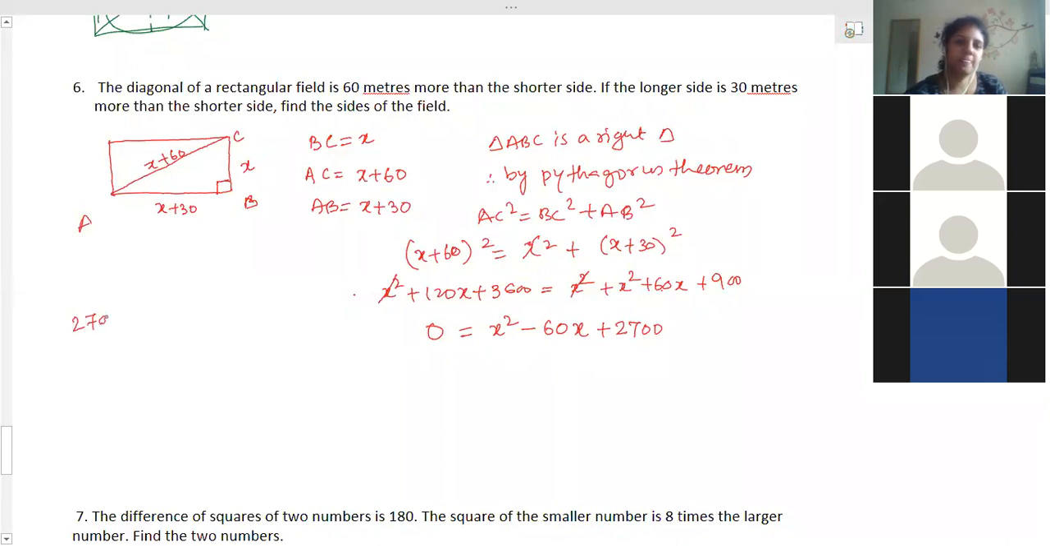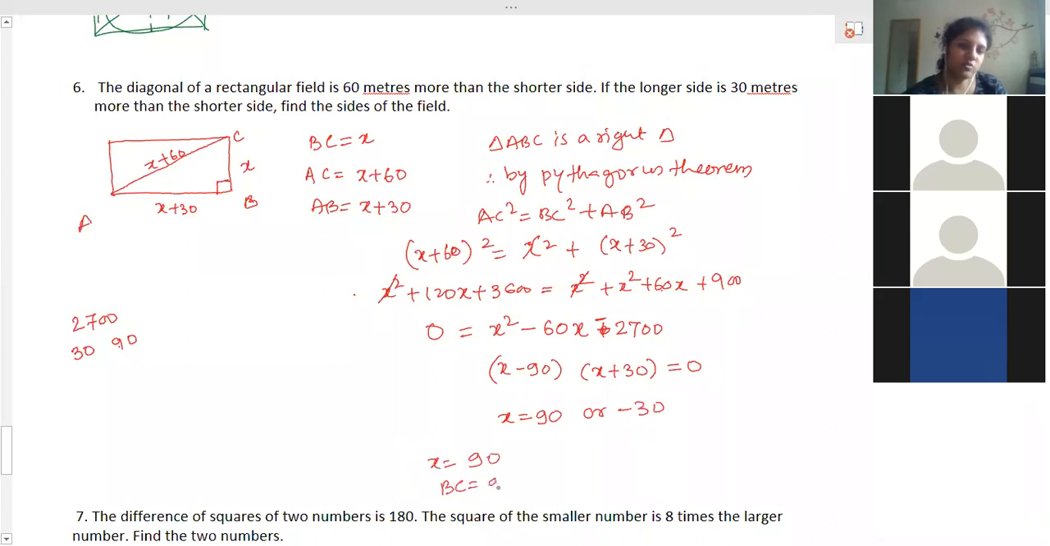Ma'am, isn't it minus 2700? Yeah, minus, right? It's minus 2700. So the difference of the two terms is 60. So 30, 90, 3 nines are, yes, 30 and 90, that's it. x minus 90 and x plus 30 is equal to 0. So x is equal to 90 or minus 30. Minus 30 is not possible. So therefore x is equal to 90.